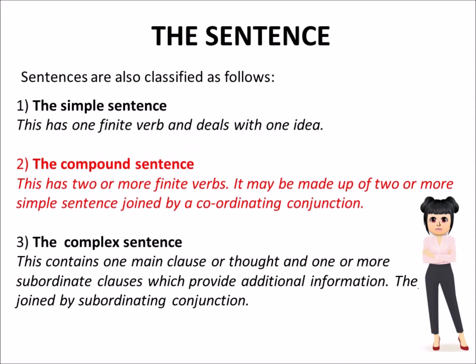1. The simple sentence. This has one finite verb and deals with one idea. 2. The compound sentence. This has two or more finite verbs. It may be made up of two or more simple sentences joined by a coordinating conjunction. 3. The complex sentence. This contains one main clause or thought and one or more subordinate clauses which provide additional information. They are joined by a subordinating conjunction.